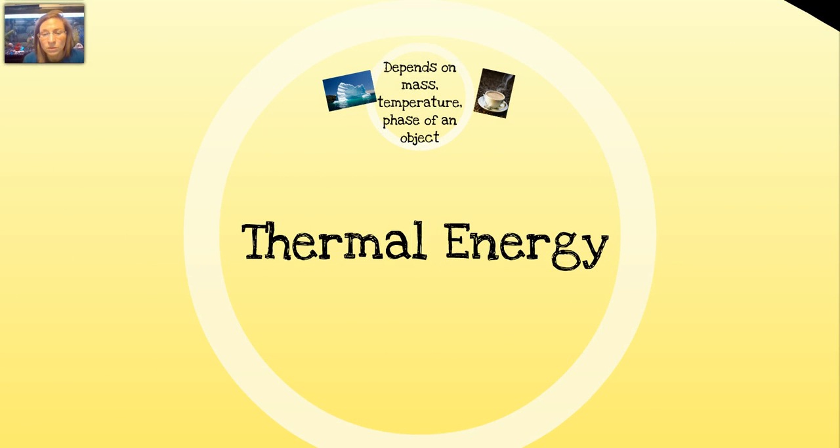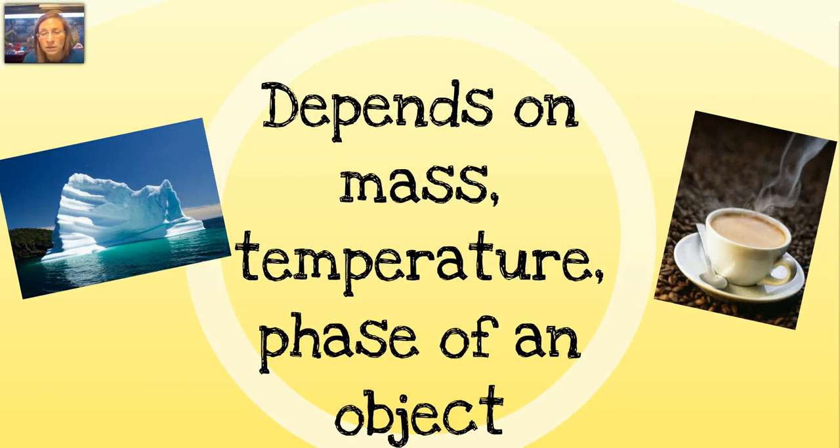The one thing we need to start with is thermal energy and what it is. A lot of people think of the word thermal and they just think of heat and temperature, but it actually depends on the mass of the object, the temperature of the object, as well as the phase or the state of matter of that object. I have two pictures here, one of an iceberg and one of a cup of coffee. The iceberg has much more mass than that hot cup of coffee. Even though the temperature of that hot cup of coffee is high, it does not surmount the amount of mass that that iceberg has. Therefore, that iceberg would have a greater amount of thermal energy.